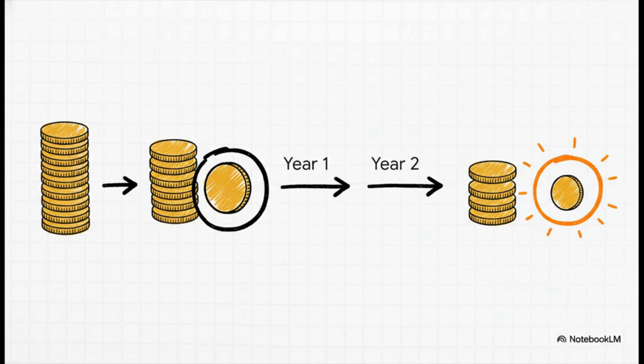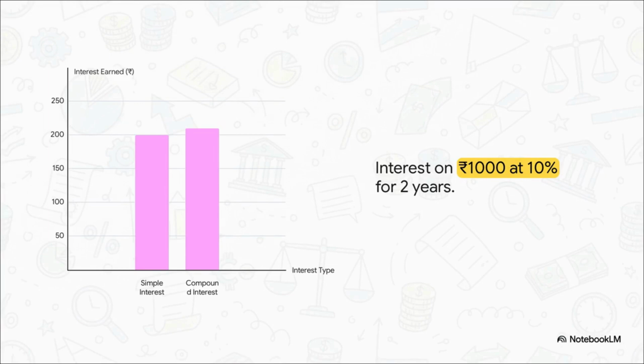So in year 2, you're earning interest on that new, bigger amount. And that little bit extra creates another 10 rupees that simple interest just leaves on the table. And this chart says it all, doesn't it? See that little gap between the two bars? That is the power of compounding in action.